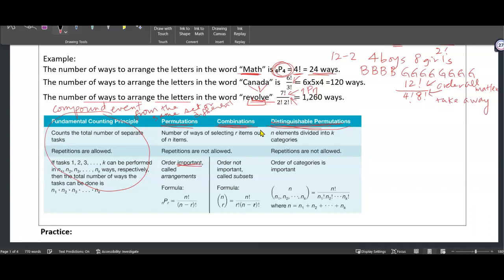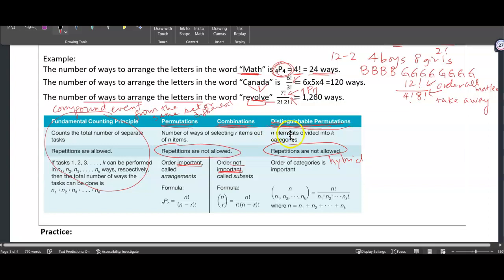Order is important. And then the combination is order is not important, right? And the last one is a hybrid of the two, so partially order matters, okay? And so repetition is not allowed in these last three methods, okay?